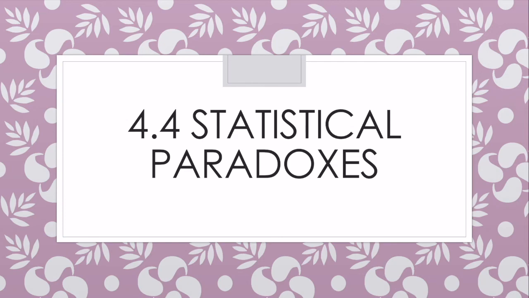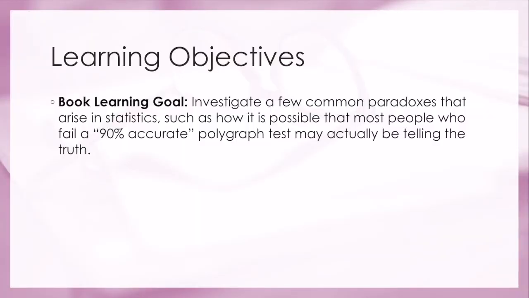Statistical paradoxes. We aren't going to spend a ton of time on this section, but it's actually a really interesting section. It's pretty short, only about 4 pages long. So I would definitely recommend reading through it on your own, and I'm going to highlight some of the key takeaways from section 4.4.